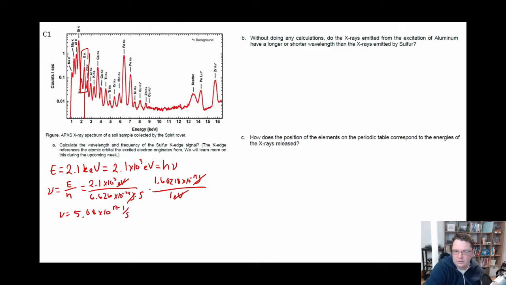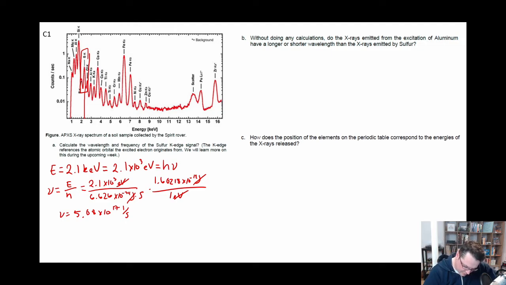I got 5.32 in the answer key, here's 5.08. It's close enough, I think, in terms of where I may have decided. I may have decided that it was maybe 2.15 kilo electron volts within the key, but that's pretty close.